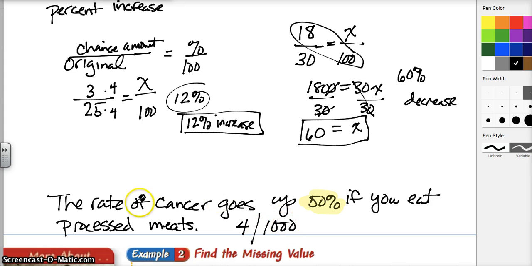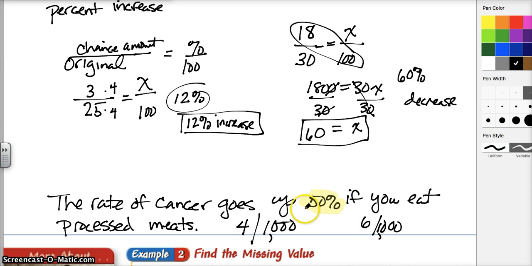4 out of 1,000. So when the rate of cancer goes up 50% if you eat processed meat, if this is the general situation, it goes up 50%. Well, what's 50% of 4? Hopefully you know that that's 2. So now instead of being 4 out of 1,000, it's 6 out of 1,000 people. Think about this. This is not as alarming as 50%.